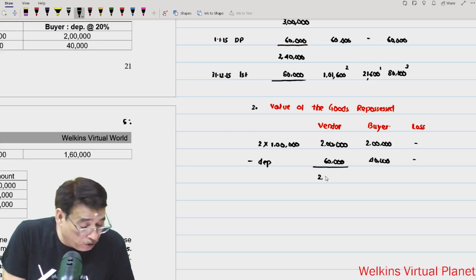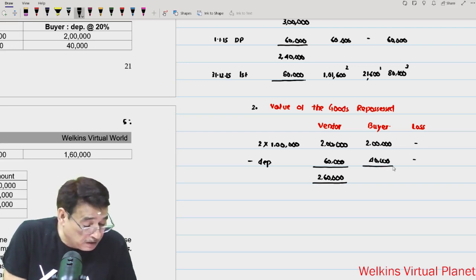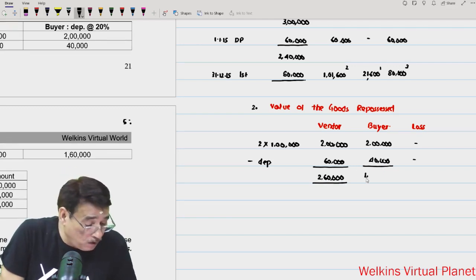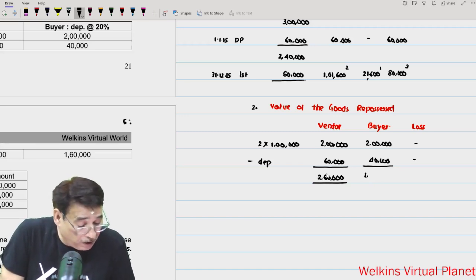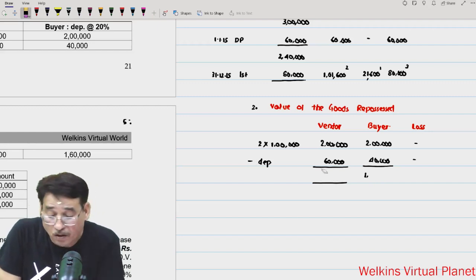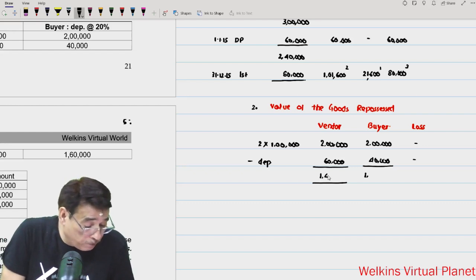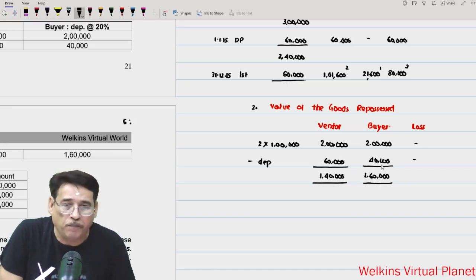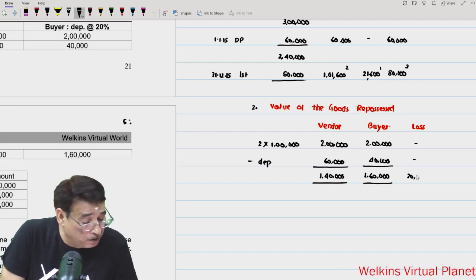So that means at the end of the first year, from the viewpoint of the vendor, these two tempos are commanding a value of 1,40,000. I have added instead of subtraction. The value is 1,40,000 from the perspective of the vendor, and from the perspective of the buyer, the value is 1,60,000. So items having a value of 1,60,000 were repossessed at 1,40,000. Obviously, there is a loss to the buyer to the extent of 20,000.